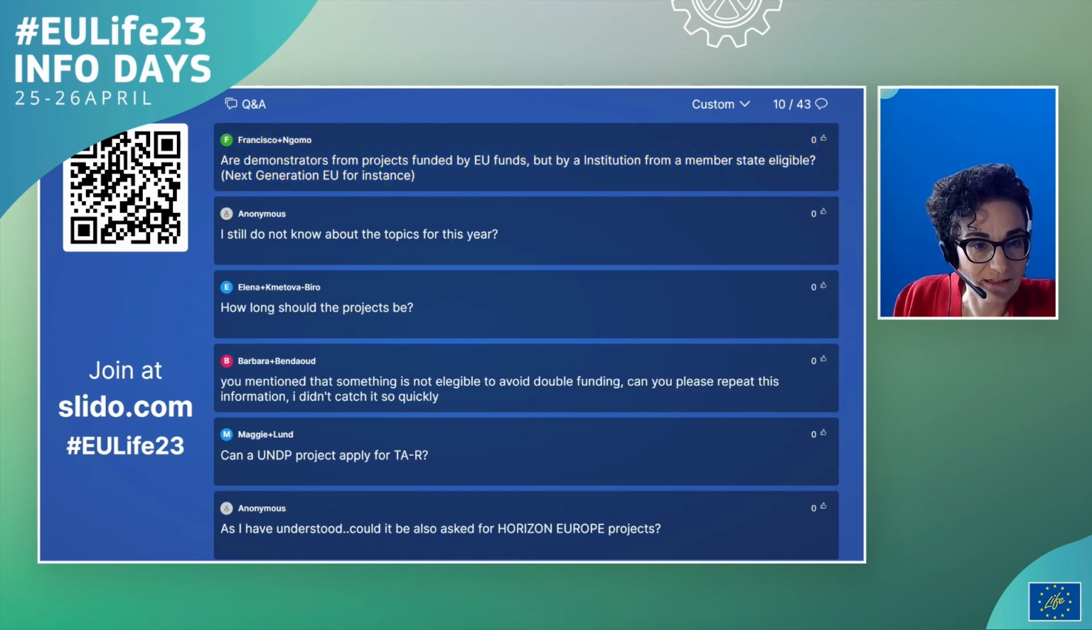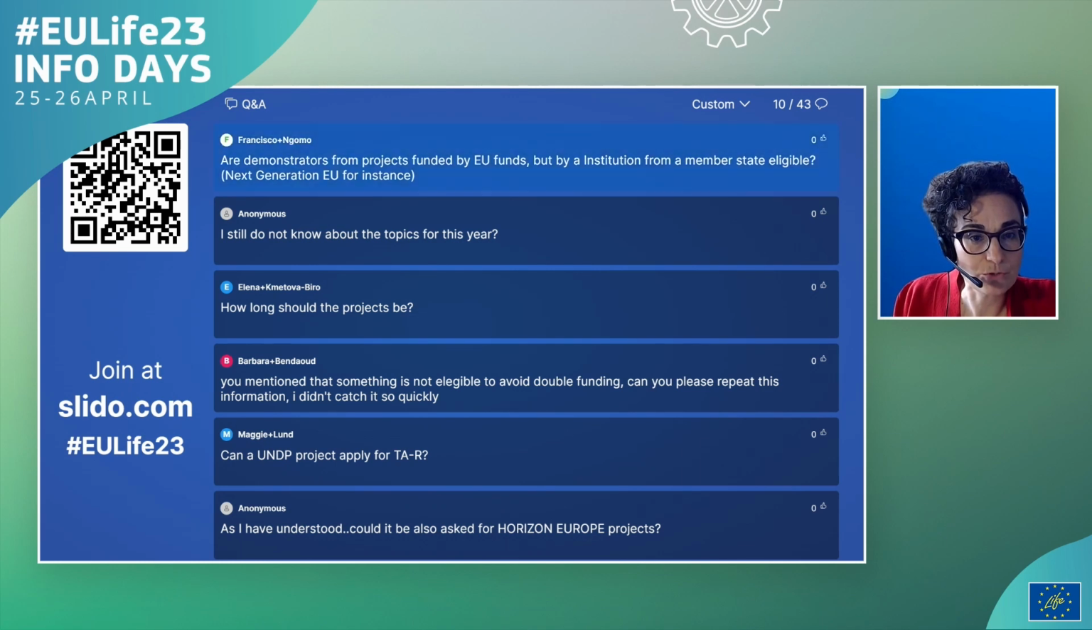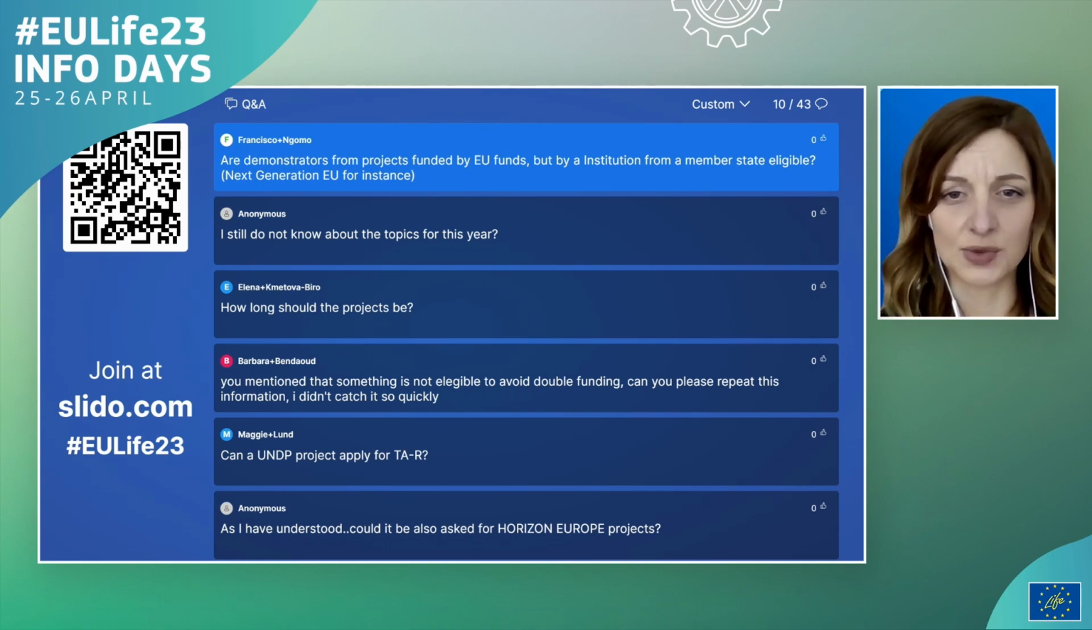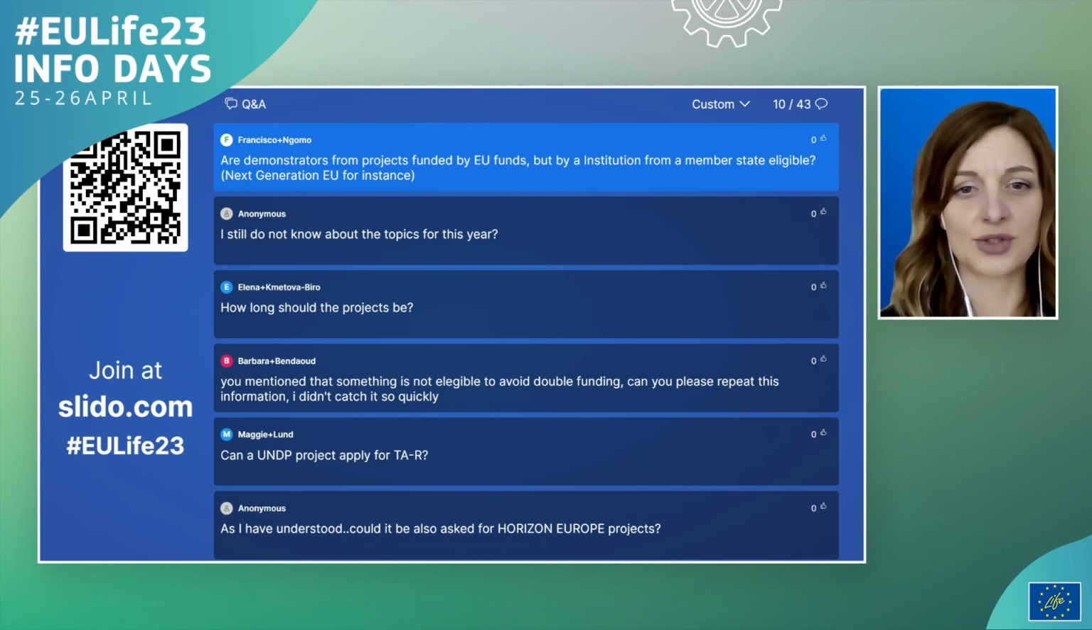And then I have a question from Francisco. Are demonstrators from projects funded by EU funds, but by an institution from a member state, eligible? Next Generation EU, for instance. If I understand the question, I would say yes. If it's funded by the EU funds and an institution from an EU member state, that should be eligible, yes.